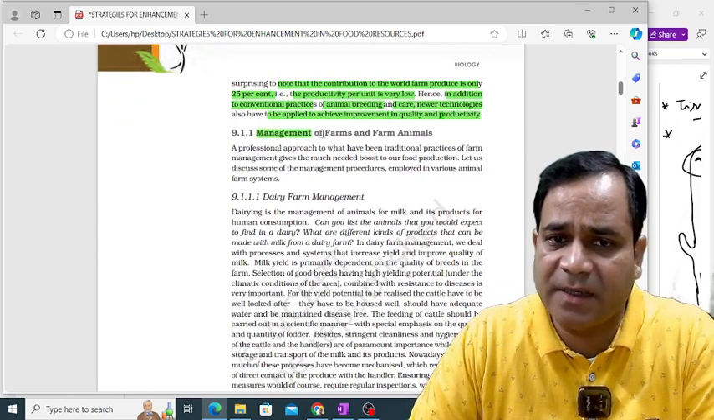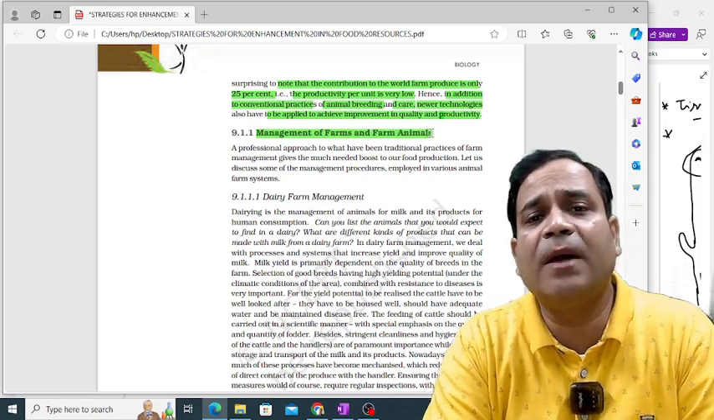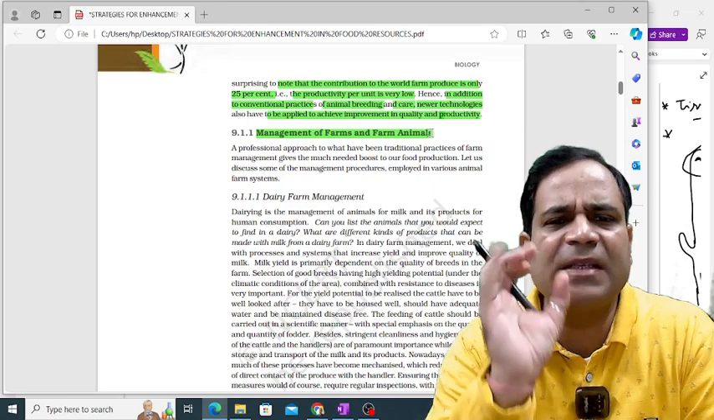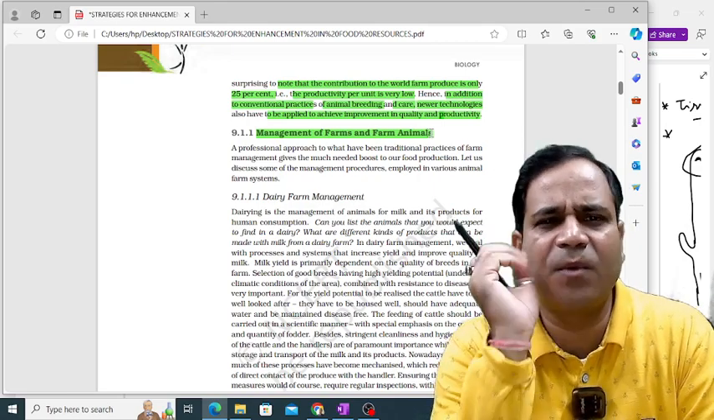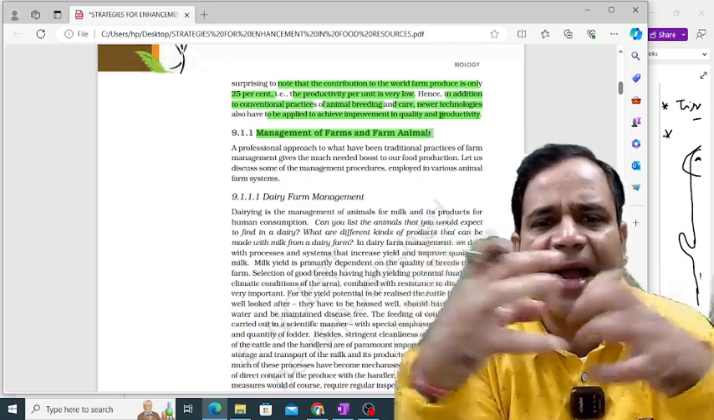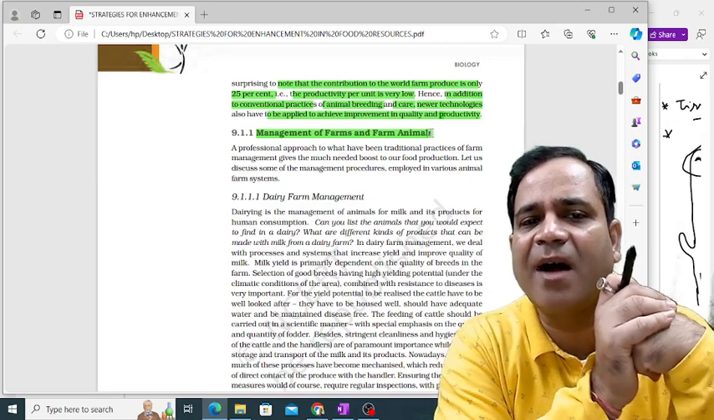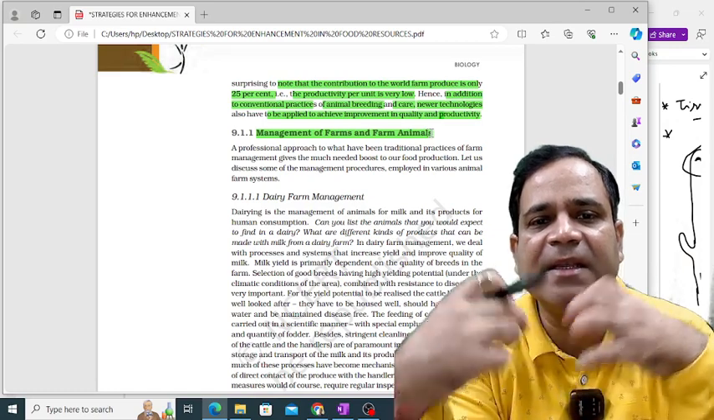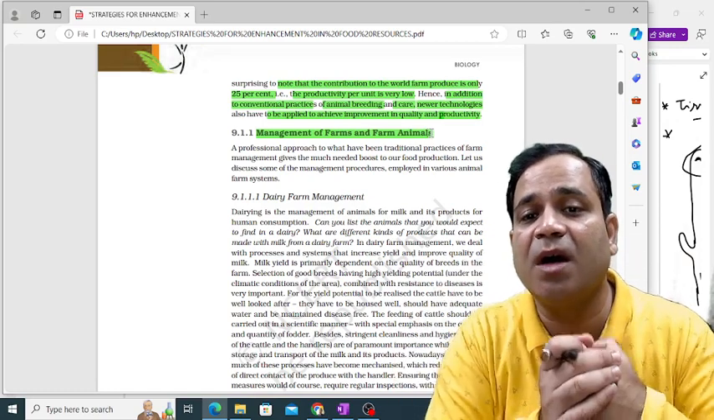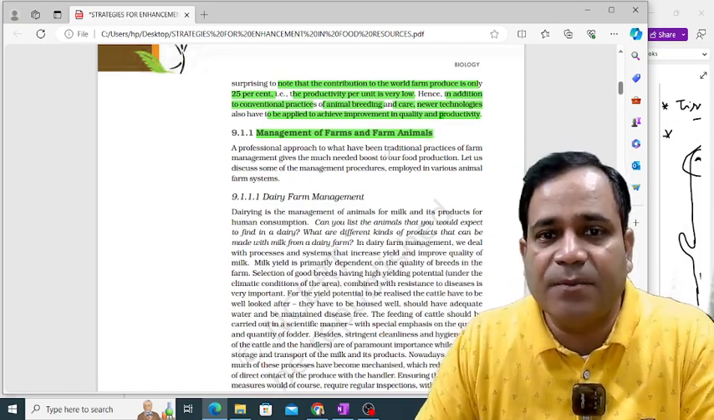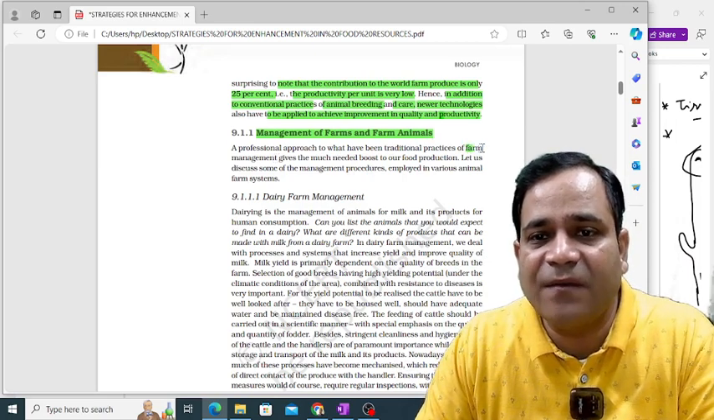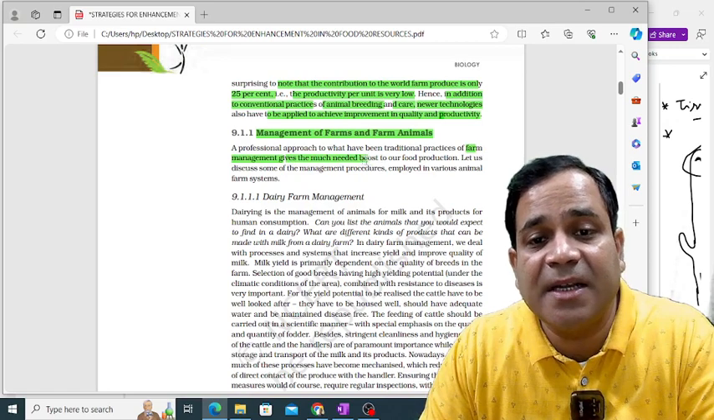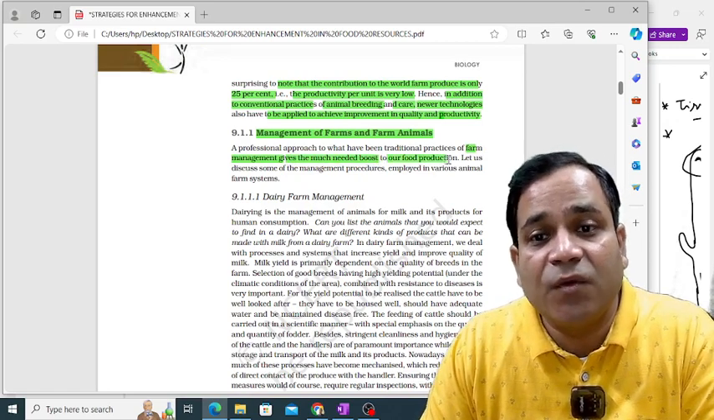It is very important to understand the management of farms and farm animals, a professional approach rather than traditional practices. This farm management gives much needed boost to our food production, my dear.